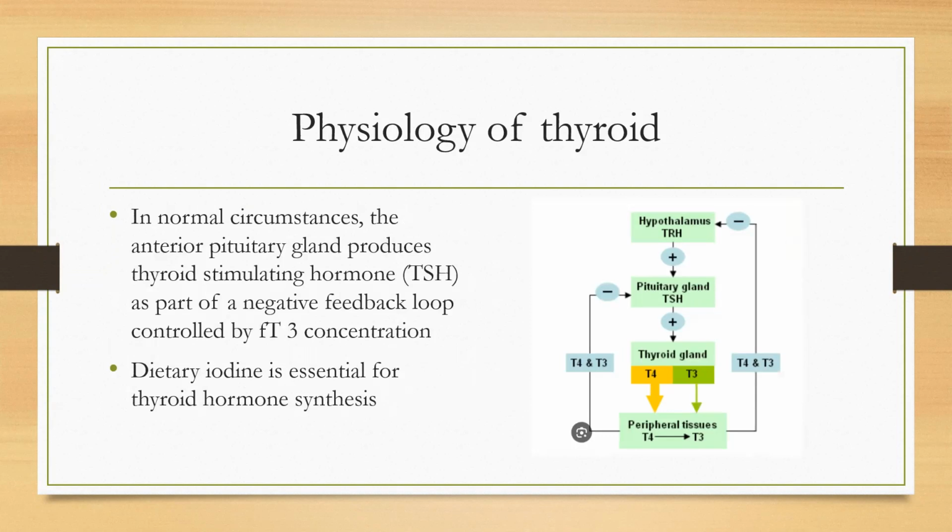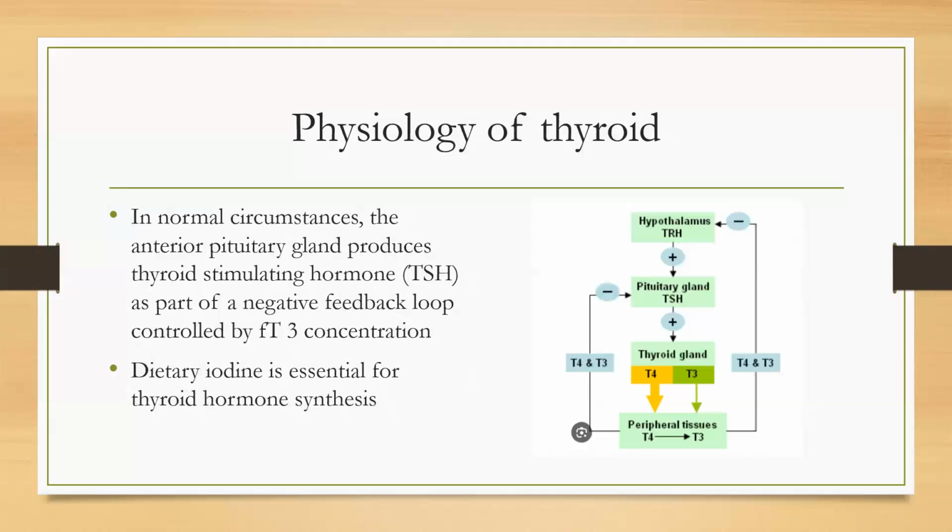So this is the physiology of the thyroid. We know that the hypothalamus produces thyroid releasing hormone, which acts on the pituitary, and the pituitary produces thyroid stimulating hormone, which acts on the thyroid gland and produces T4 and T3.